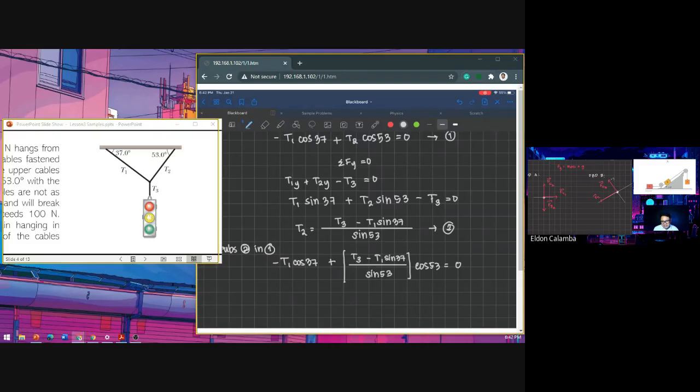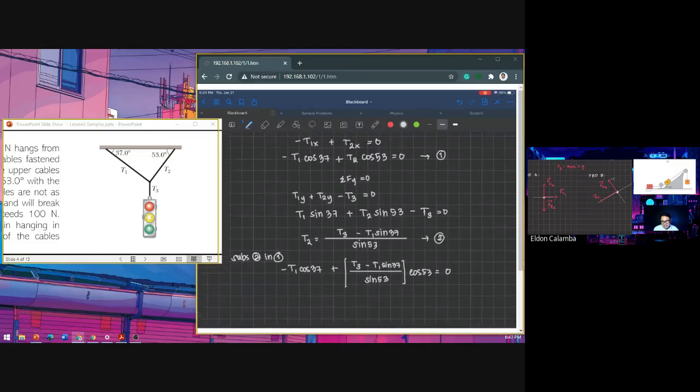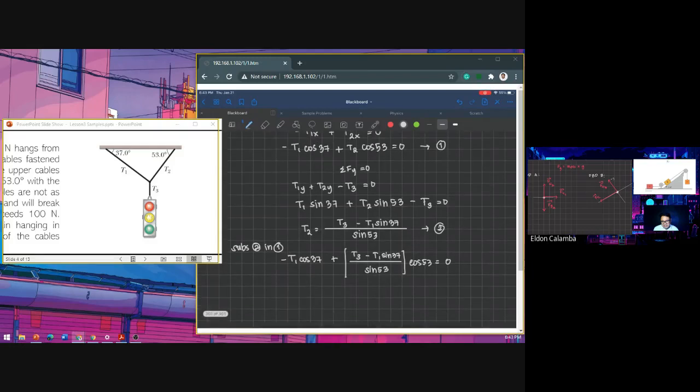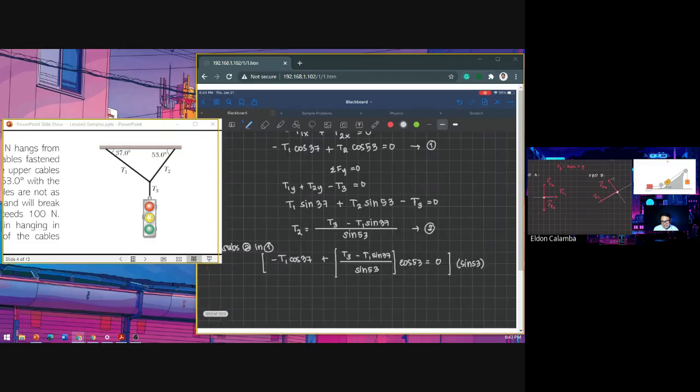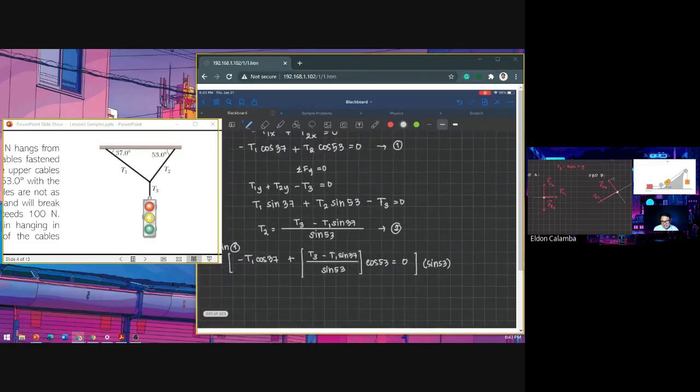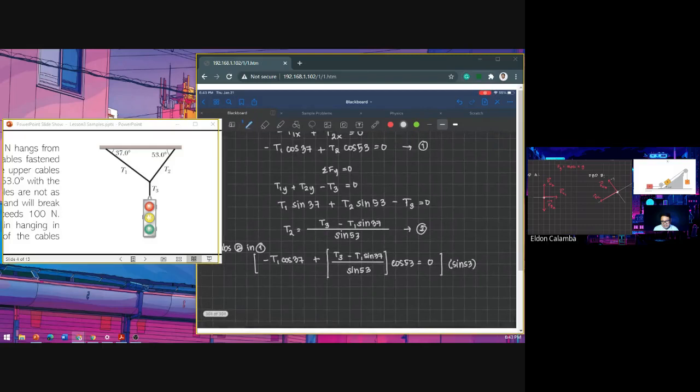Kayong bahala kung anong gawin nyo next for this one. Okay, it's really up to you how will you go about it. If gusto nyo i-express si cos 53 over sin 53, okay lang din. But ako, I find this na parang a good practice din. Why not? I will just multiply both sides by sin 53. Ayan. Baka malito kayo, just follow with this one muna. If meron kayong other way na or other solution, I welcome that solution. Okay? So, I'll just multiply both sides by sin 53.